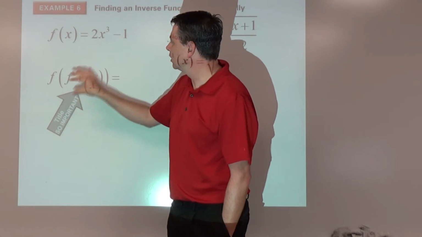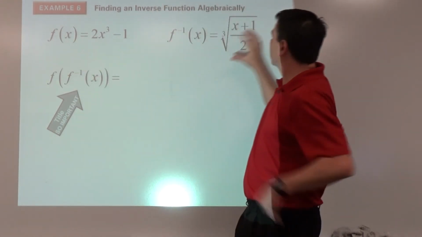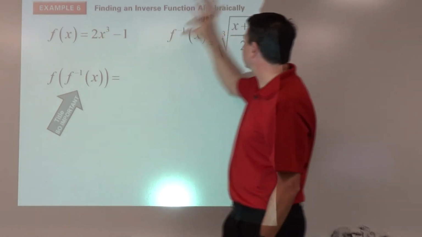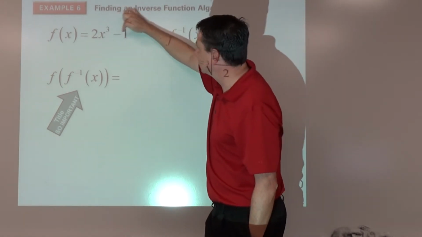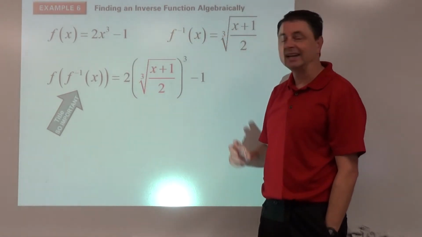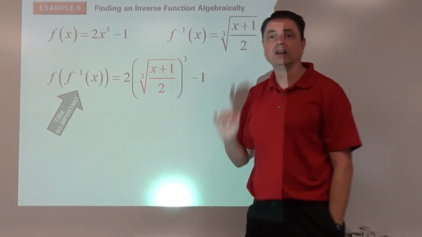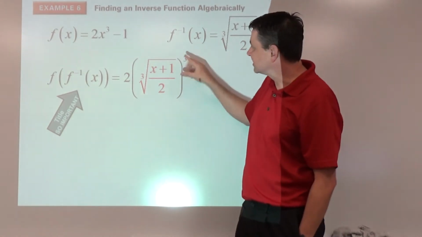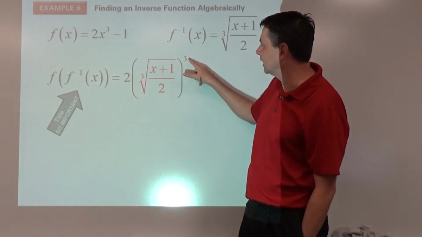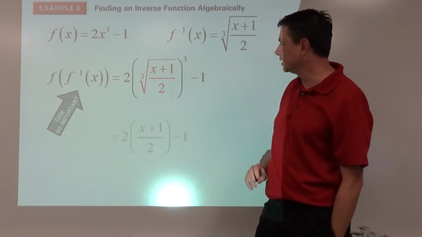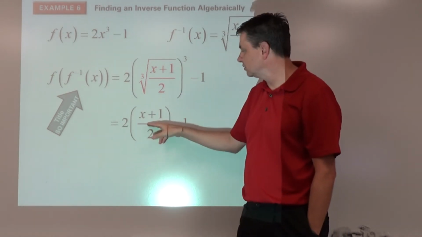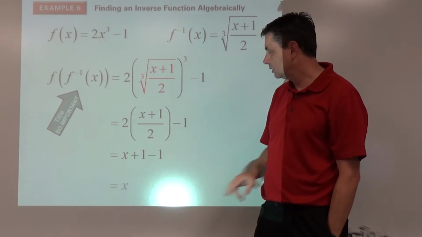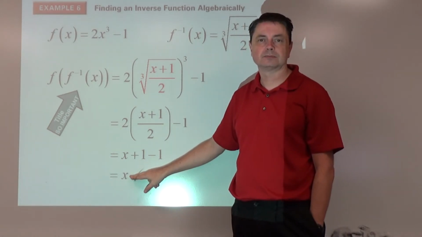So we're going to plug this one into F. So this function gets plugged into F, and it replaces X. So 2 times this cubed minus 1. And now the algebra in this case dictates one canceling at a time. If you do more than one, violation. We're going to essentially cancel out cube root and cubing to get 2 times this minus 1. And now 2 divided by 2 cancels. We get x plus 1 minus 1. And that equals x.